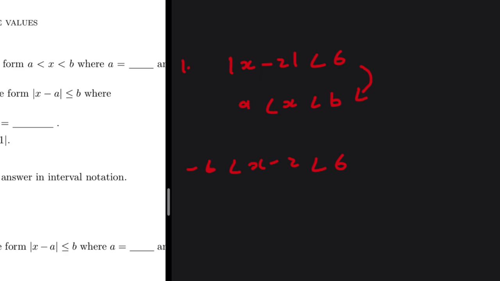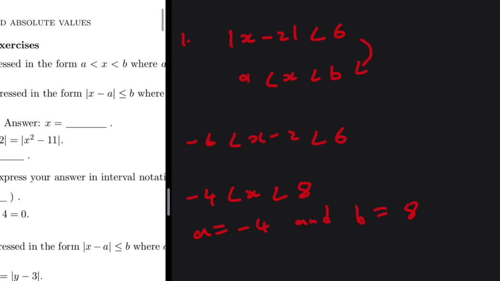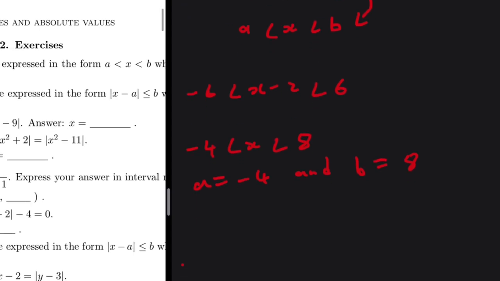If we do that, we're going to get minus 6 plus 2, that is minus 4. x is less than 6 plus 2, that is 8. So clearly a is equal to minus 4 and b is equal to 8. So that is the value of a and b. Let's take a look at the following question.